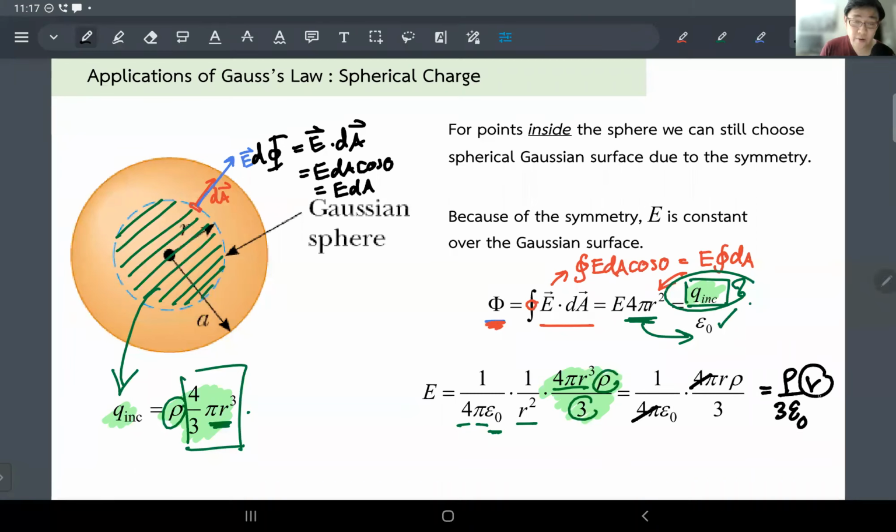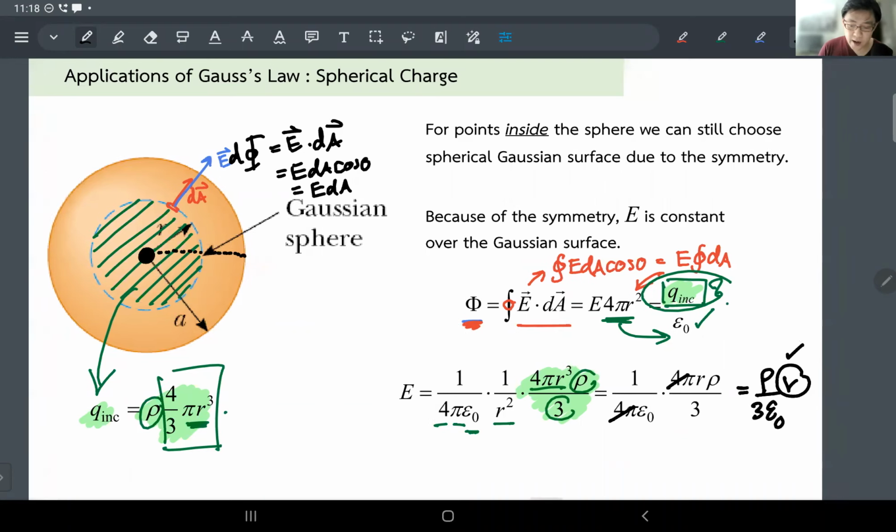Because when r is 0, you get 0 electric field. That means when you are standing at the center of the ball, everything's symmetric, so the electric field vectors cancel themselves out, and you get 0 net electric field. But when you walk toward the rim of this ball of charge, the electric field gets stronger and stronger, in a linear fashion.